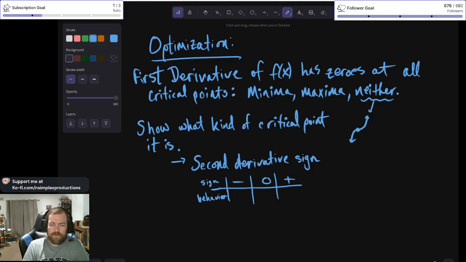The behavior in this case, if we have a negative second derivative, is this is concave downward. If it's positive, then we have a concave upward. And if the sign is 0, then it's linear at that particular point.